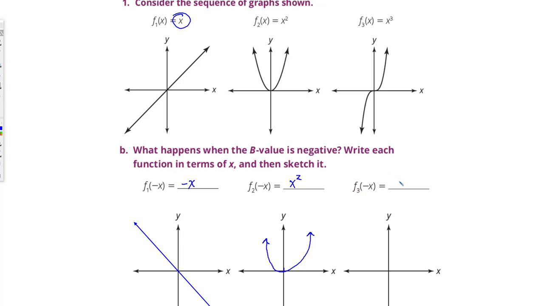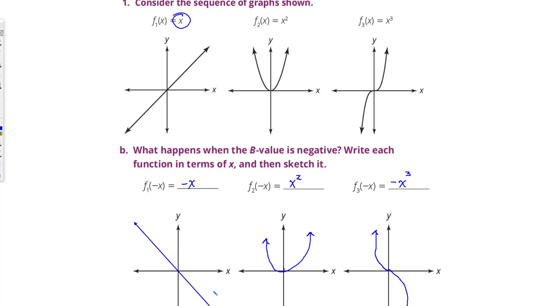If I was to put a negative x into x cubed, would it be a negative x cubed or a positive x cubed? So what would my graph look like? Where it starts at the top and ends going down. So why is it that the x squared did not change? Because it's negative times negative.